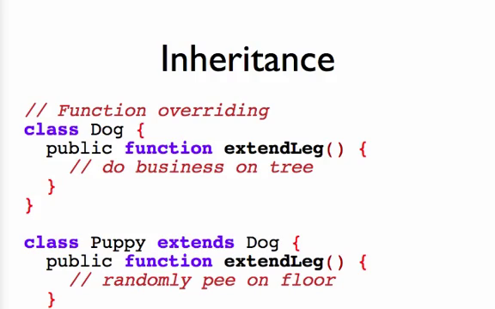So here's some examples of inheritance. So I've got a dog class, that's the parent class up on top, and it's got some functionality of extending its leg. I've also got the puppy class, which is inheriting from dog, and it has that same kind of thing, but it does it in a slightly different way. And this is when you actually do want to use inheritance, when you want to slightly modify the functionality of the parent class.